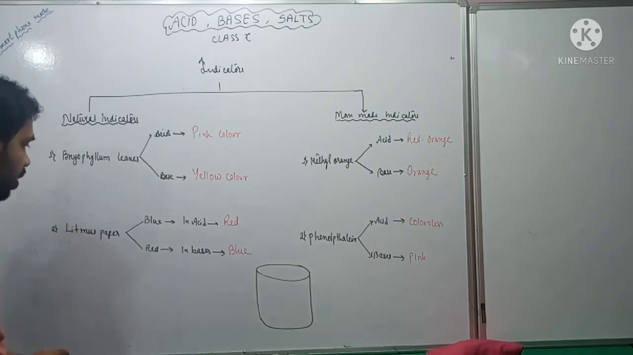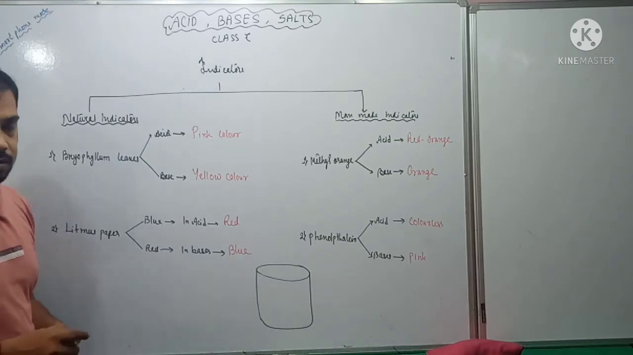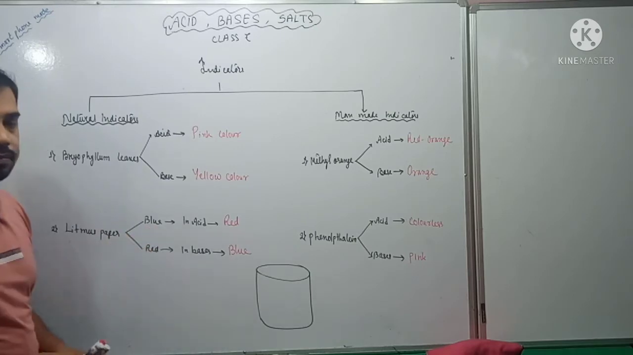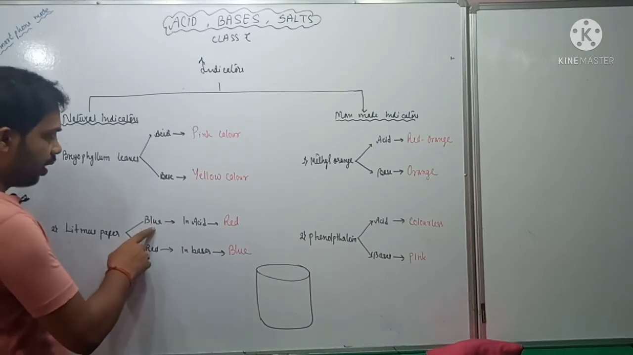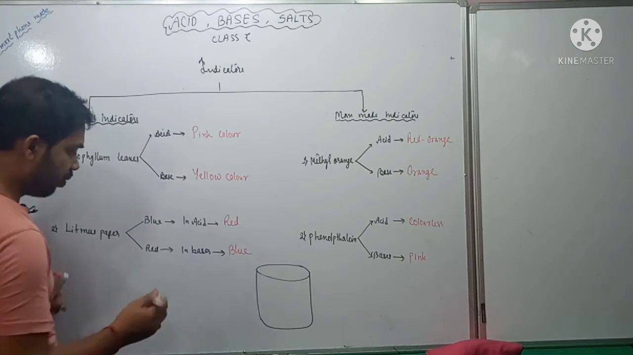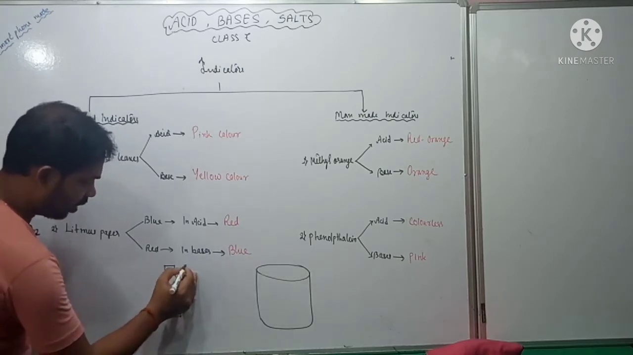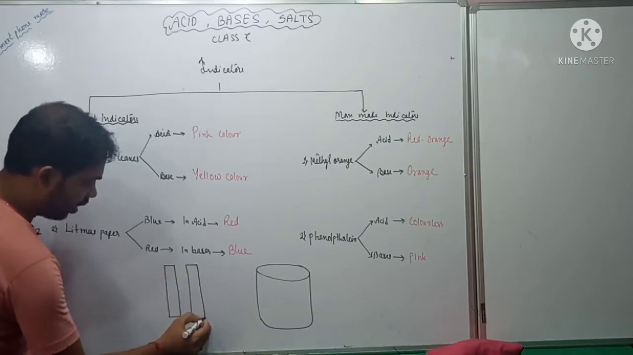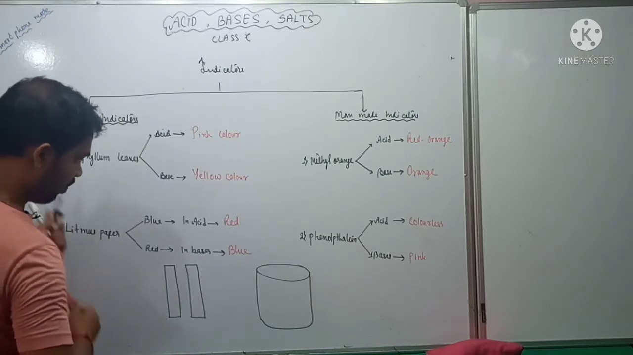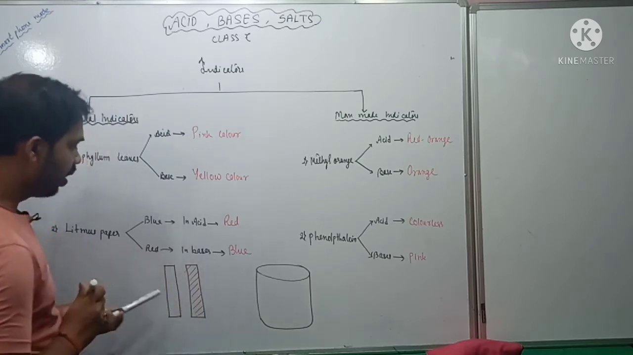Next is the litmus paper. Litmus paper is extracted from lichen plants. Now there are two kinds of litmus paper found, blue and red. So this is litmus paper, just take it. This is blue litmus and this is red litmus.